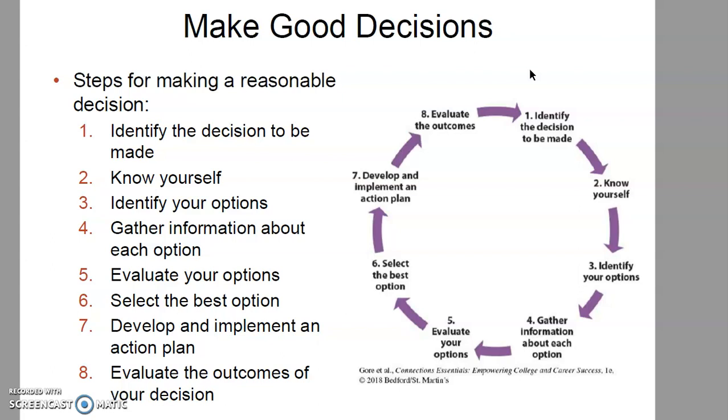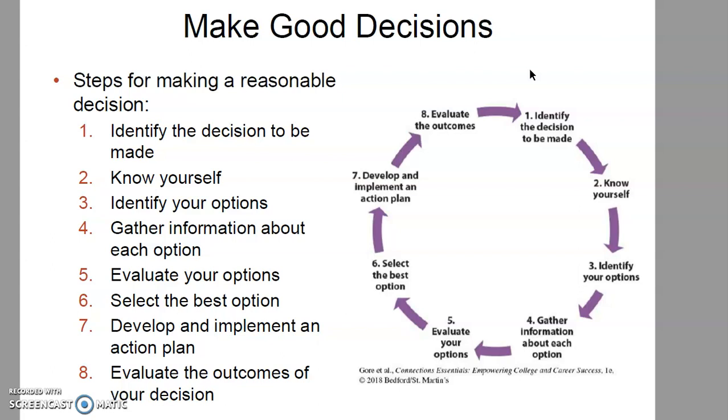You evaluate each one. Step 6, you select the best option that works for you at that time. It doesn't mean your other options are bad. You are just selecting the best one that seems to fit best at that point in your life.